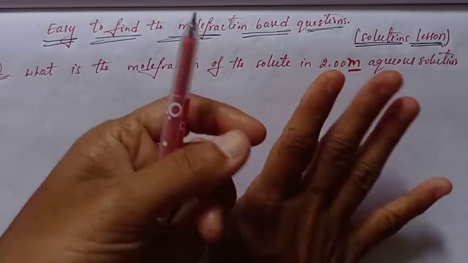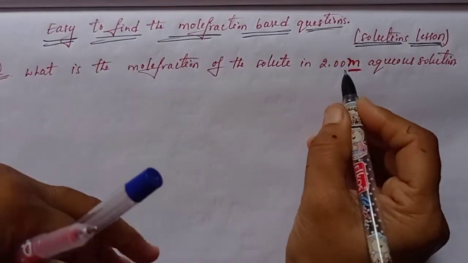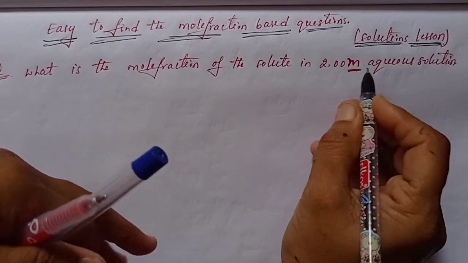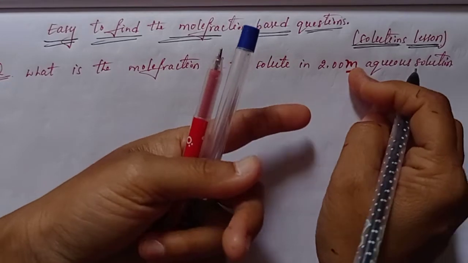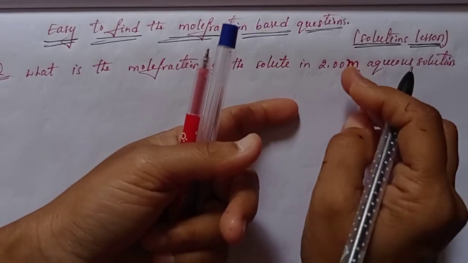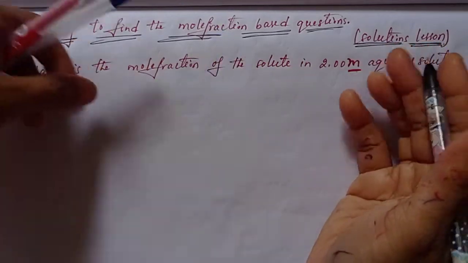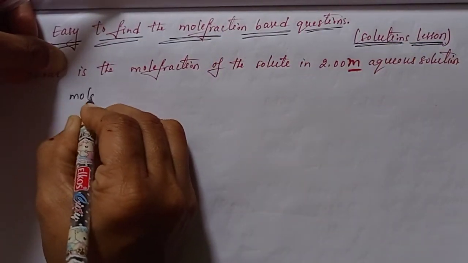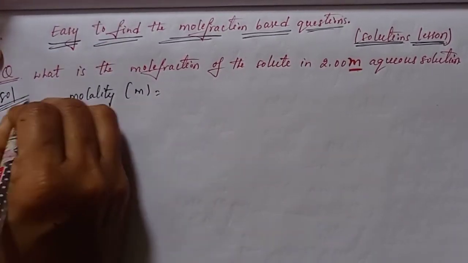Okay, how to find it? Here how many molality is given? 2 molal, correct? So what is the meaning? Molal means the number of moles of the solute present in 1000 grams of the solvent. That is the molality. Are you following? Molality is given, it is small m. Understanding students? This is the solution.